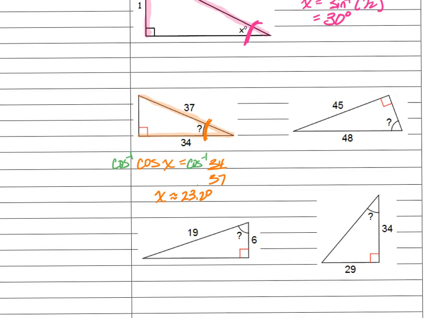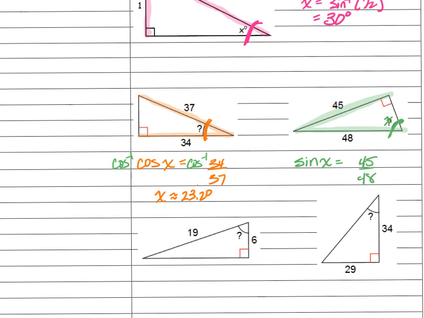Okay, so we're going to go ahead and do the next one. Mark my angle. Here we go. This is the angle I'm looking for. I'm going to mark my sides. Well, what have they given me? They've given me the side opposite and the hypotenuse. So the side opposite and the hypotenuse, well, that's sine. So they've given me sine of, we'll call this x again. Sine of x equals 45 over 48.